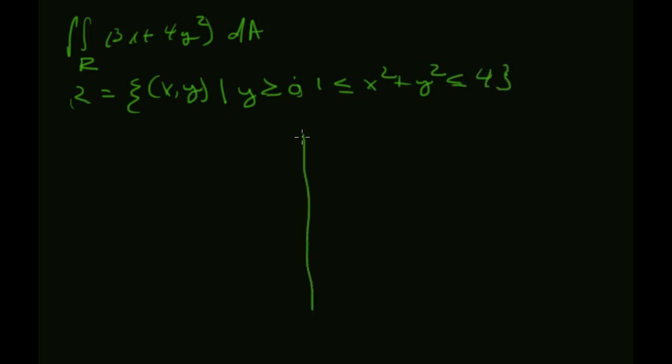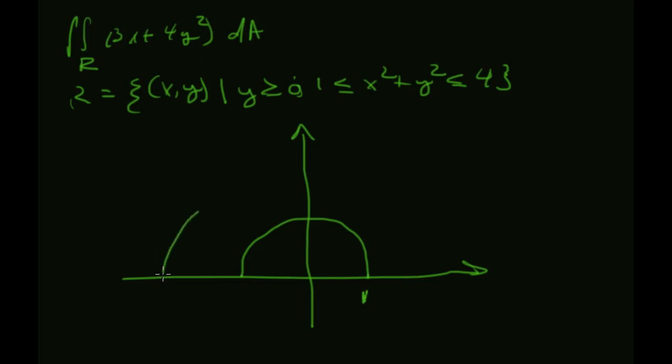So if we think about what this looks like, where y is greater than 0, I'm in the first and second quadrants, right? I'm here with a radius of 1, and now with a radius of 2. So that kind of gives me what's going on here. This is the domain that I'm integrating over. Let's see how this sets up as a polar integral.